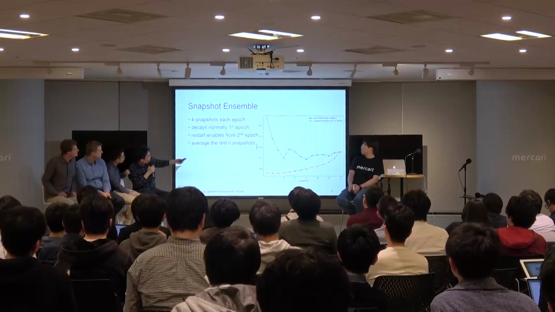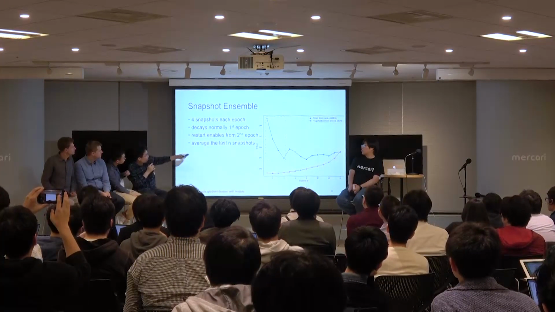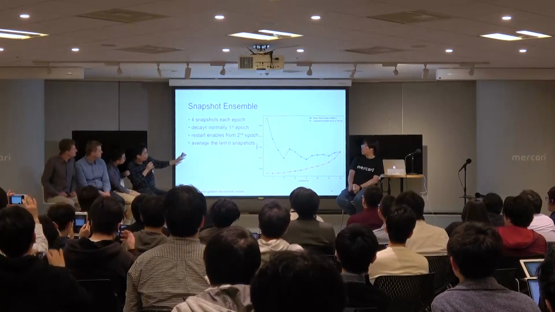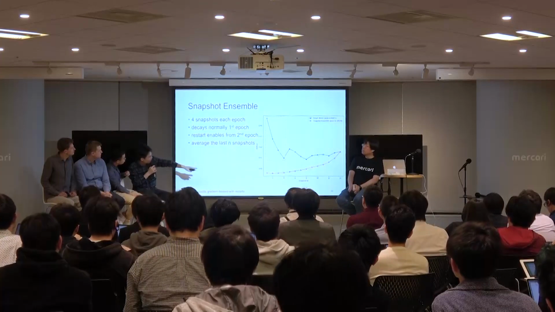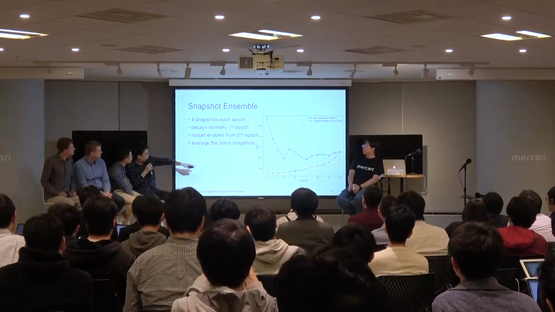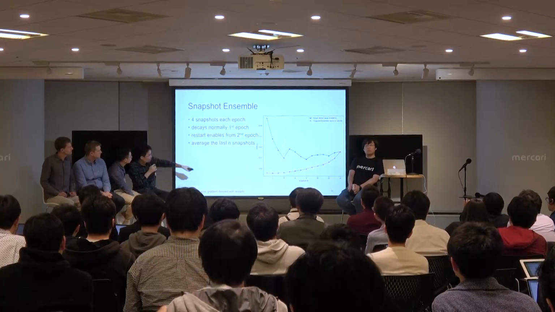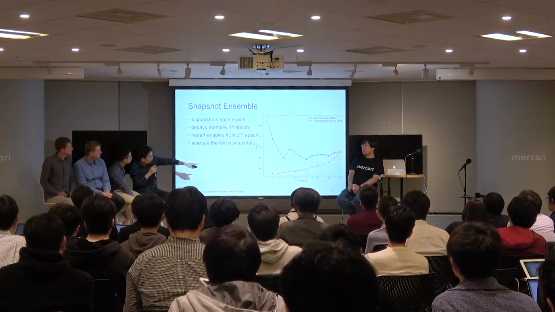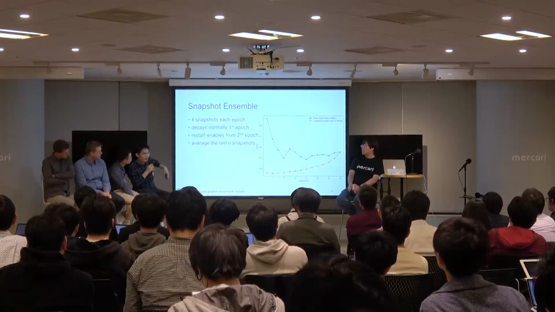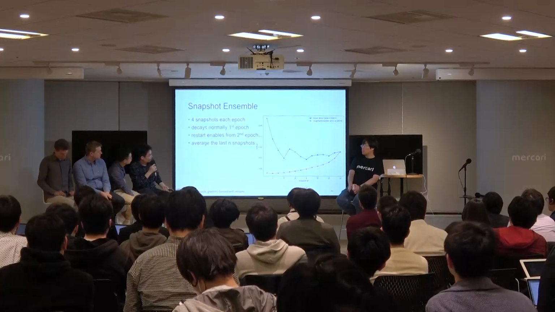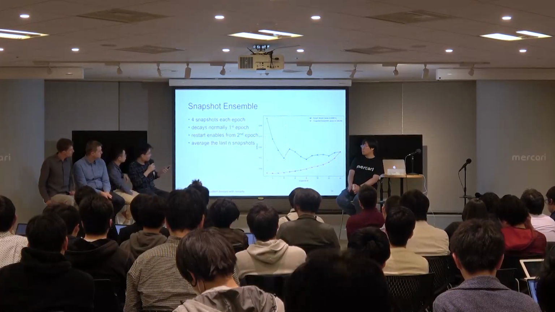On the chart, you can see the blue node is for the single model. In the first epochs, the first four nodes decrease the loss, and then the orange node is the score of the last snapshot. As you can see, we can look from right to left. You can see when I ensemble with more snapshots, the score goes down.